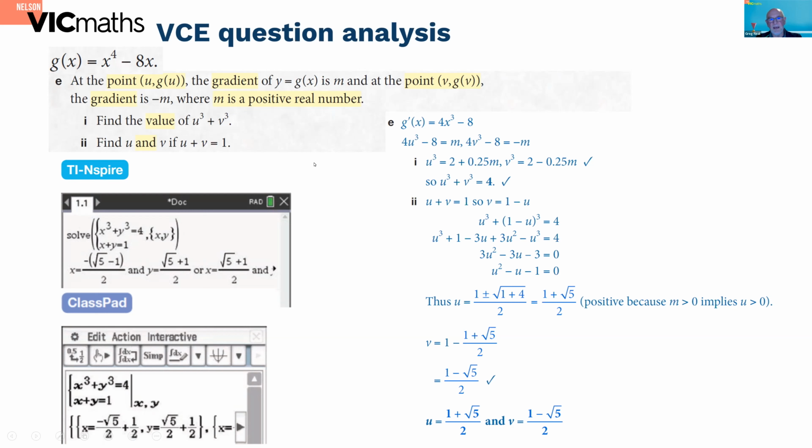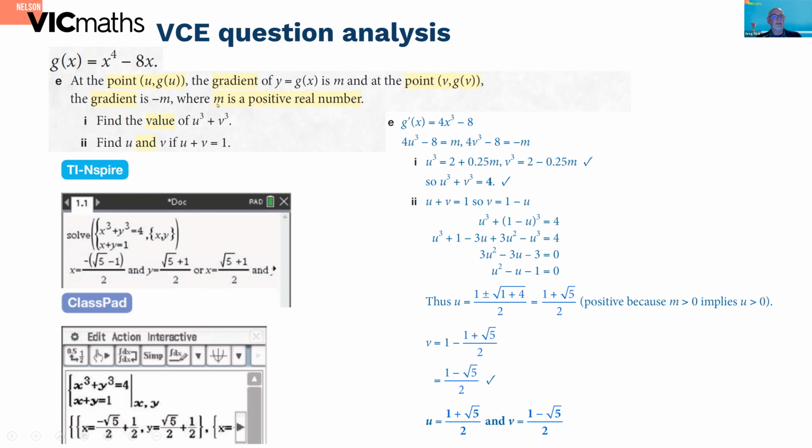Unfortunately for part 2, if you didn't get part 1, you wouldn't be able to get part 2. But having obtained part 1, you're just solving 2 simultaneous equations. That's going to give you 2 points. So here was the more difficult part.